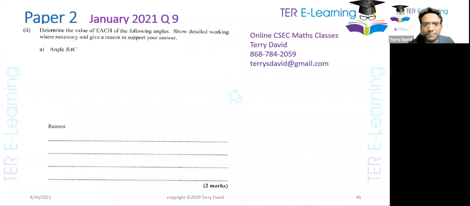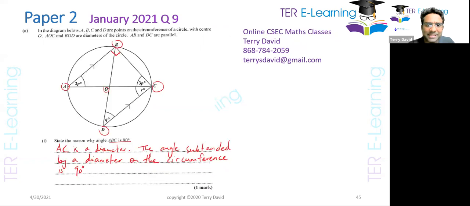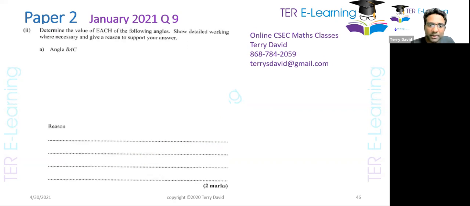This next one now: determine the value of each of the following angles, showing detailed working where necessary. So you want angle BAC. Where is BAC? BAC is this angle here, which is what they call 2P. Now we have a triangle ABC, and we know that when you add up the angles in a triangle, you should get 180 degrees. So 2P plus this 3P here plus the 90 should give me 180.